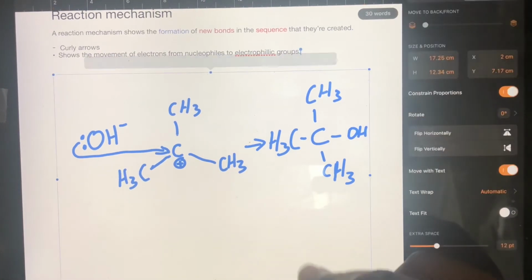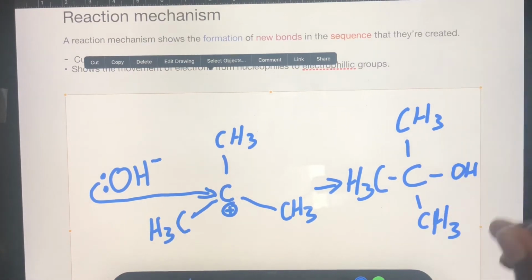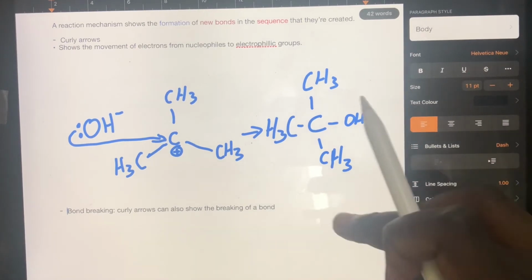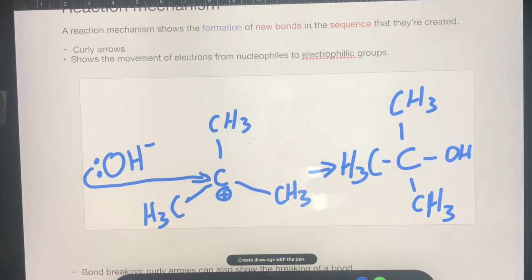And then let me just draw this one here. We've also got bond breaking. Curly arrows can also show the breaking of a bond. So if I had an example here, I'll put an example down here. All right, let's have this molecule here.